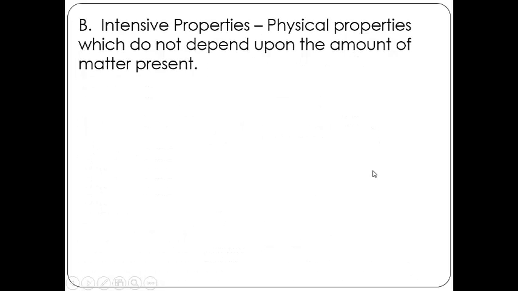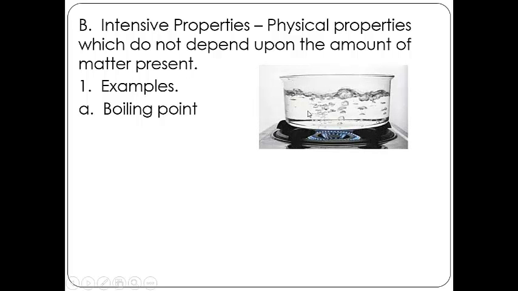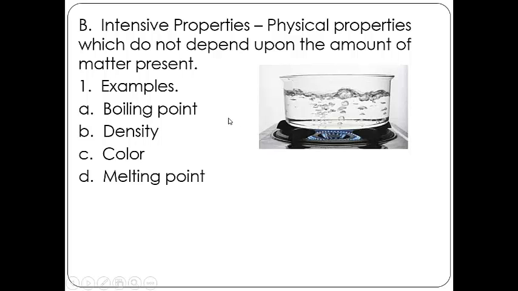And physical properties can be divided up into two different types. The first one is called intensive properties. These are ones that do not depend on the amount of matter you have. The property would be the same whether you had a large amount or a small amount. Some examples would be boiling point. If you take a huge container of water or a small container of water, it does not matter, the boiling point of water is still 100 degrees Celsius, and it will boil at that temperature regardless if it's a small or large amount. The density of something, the color of it, melting point would be another.